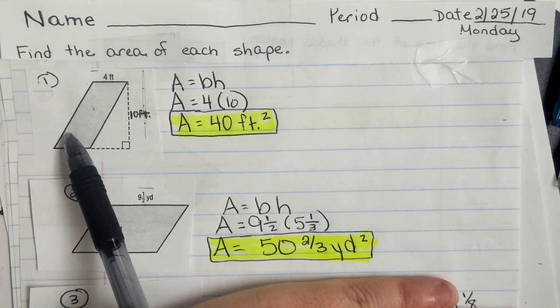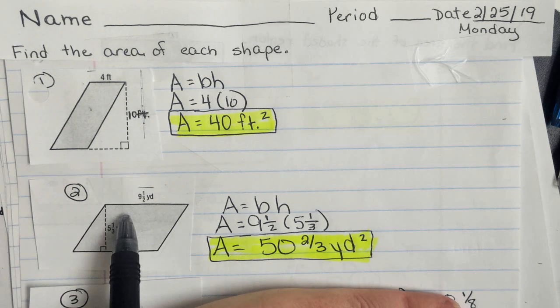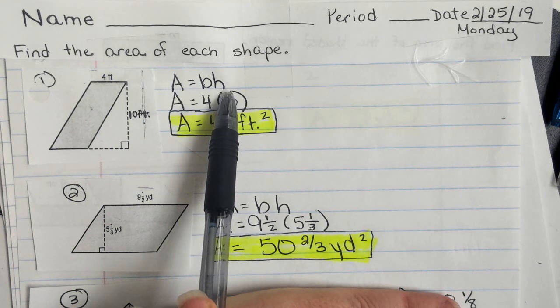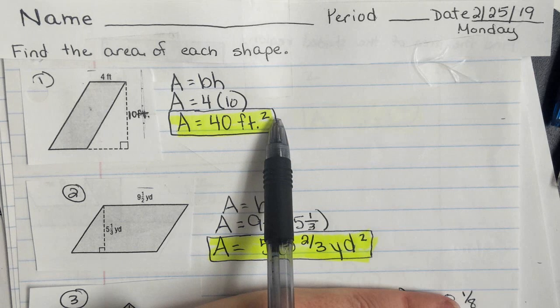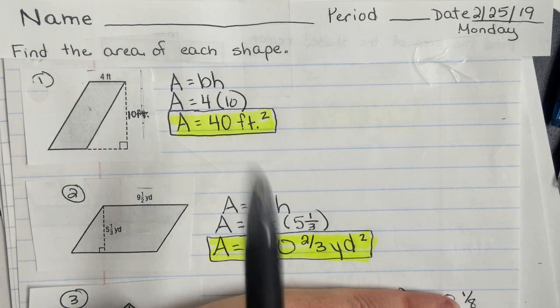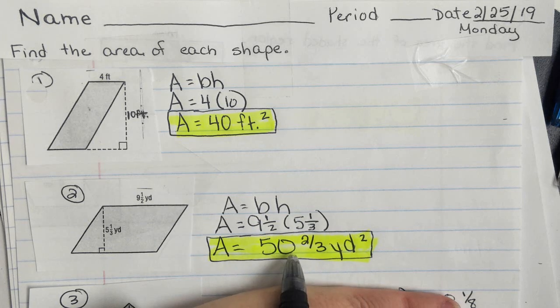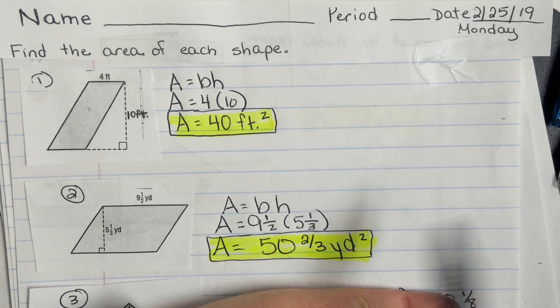So, these first 2, find the area of each shape. You got to know the formula and what shape it is. Starts out, it's a parallelogram. Formula is A equals BH, B times H. Okay. Number 1, 40 feet squared. Area is always squared. Good so far? Number 2, 50 2/3 yards squared. Good on that one.